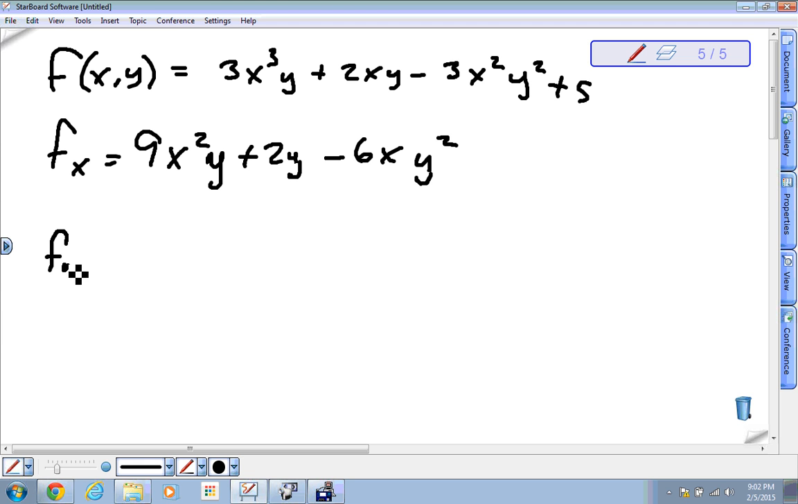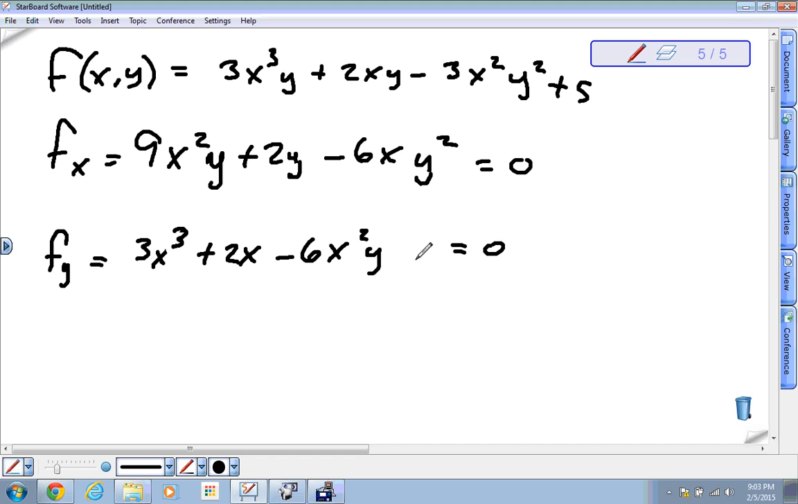Oh, brother. And f sub y, then, we would say is, so it's going to be 3x cubed plus 2x minus 6x squared y, and that should do it. And we set both of them equal to 0. Now imagine back in the day trying to solve these dudes. Now it's doable and it's not horrible.